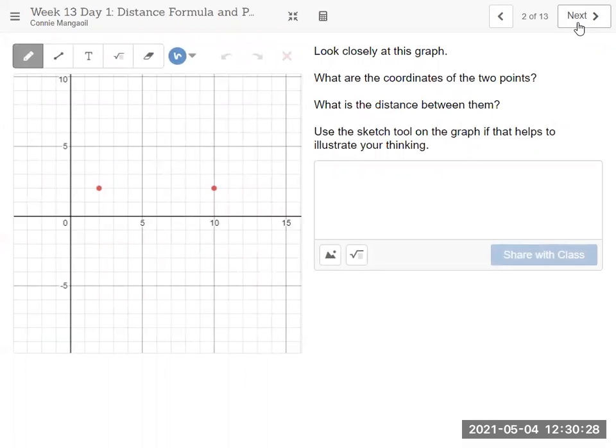So look at slide number 2. We are given these 2 points here. Okay, we are given these 2 points. Now I'll give you a minute to find the distance between these 2 points. So the distance is 8 units.